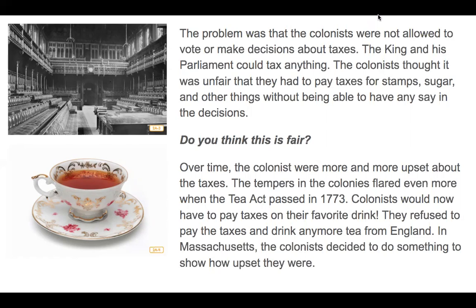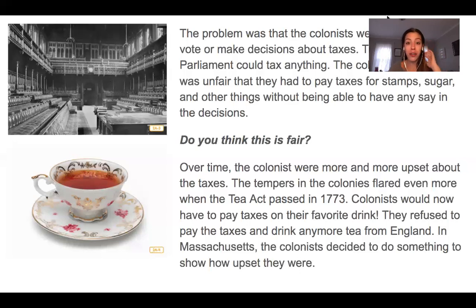Over time, the colonists were more and more upset about the taxes. The tempers in the colonies flared. That means they're really angry. Even more when the Tea Act passed in 1773. Colonists would now have to pay taxes on their favorite drink. They refused to pay the taxes and drink any more tea from England. In Massachusetts, the colonists decided to do something to show how upset they were.